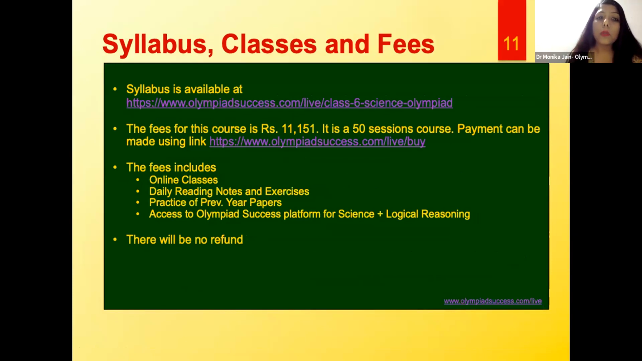Don't worry, all the important and relevant links have been pasted in the chat box and will again be pasted for your benefit. The fee for this particular course is rupees 11,151, and it is going to be a 50 session course. The fee includes online classes, daily reading notes and exercises, practice of previous year papers, as ma'am has already told you, and access to the Olympiad Success platform for science and logical reasoning.